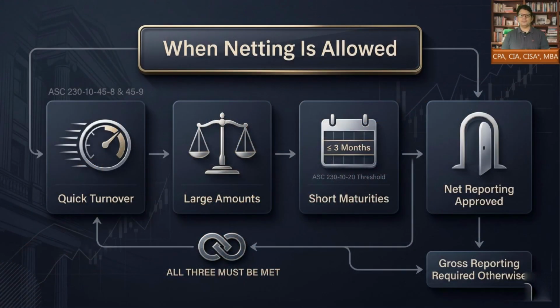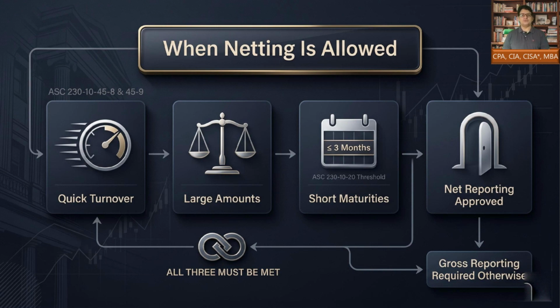ASC 230 permits net reporting only in narrow situations, and all three conditions must work together. The activity should involve quick turnover, large amounts, and short maturities. The short maturity condition is especially important, usually 3 months or less from the original maturity perspective. This is not a casual convenience rule. You cannot say the net number looks cleaner, so let us use it. No, ASC 230 is not asking for interior design. It is asking for faithful reporting.